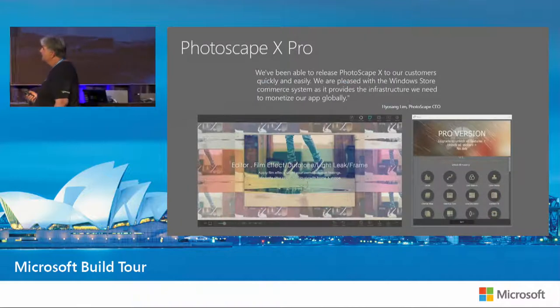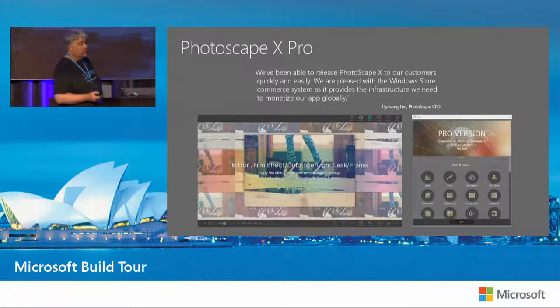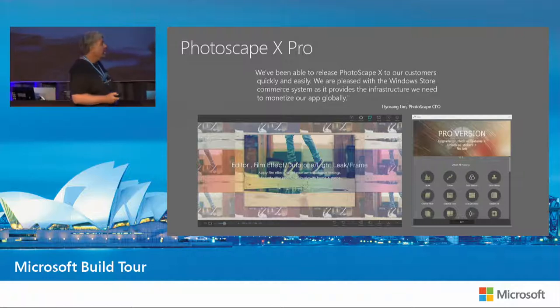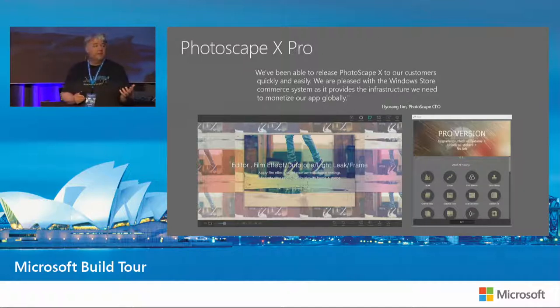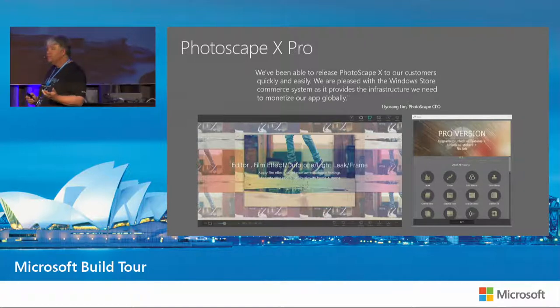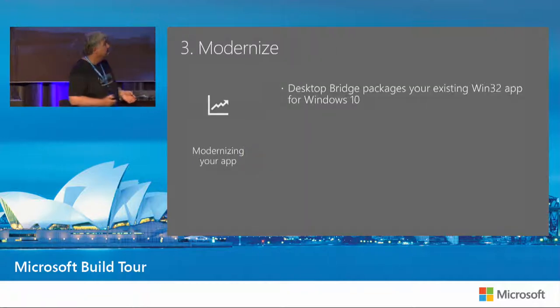Another one that's been very successful is Photoscape X Pro. They did the initial conversion, but they went one step further. They added the monetization APIs of Windows 10 so that they could have a trial version, and once that trial version expires, the user would have the option to upgrade and purchase new features. And they were really happy with how this just handled the upgrade and the purchasing of add-ons globally for them.